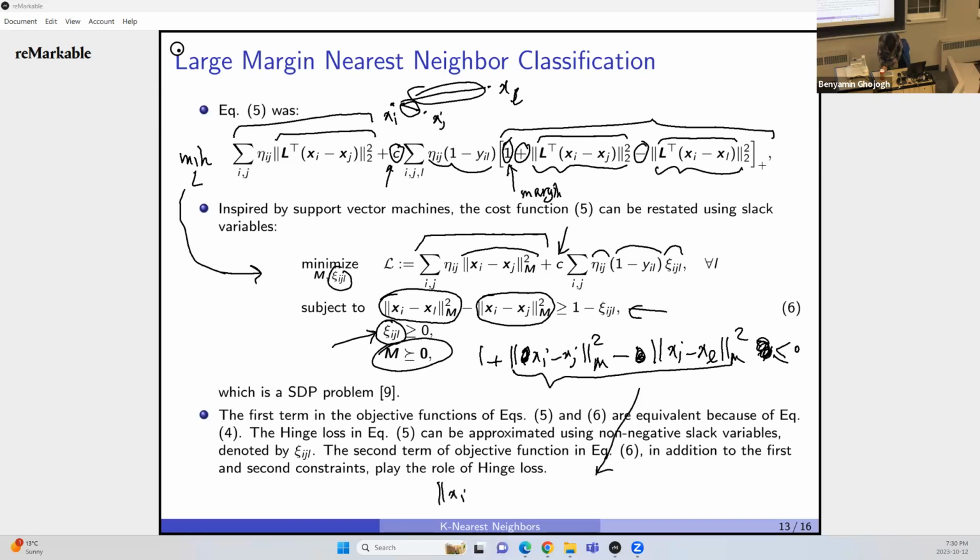It becomes ||xi minus xl||_M squared minus ||xi minus xj||_M squared is greater than or equal to 1. Agree? I rearrange the terms. However, I can say, let's tolerate it. So here I'm saying that let's tolerate as long as it is 1 minus some positive value, that's enough.